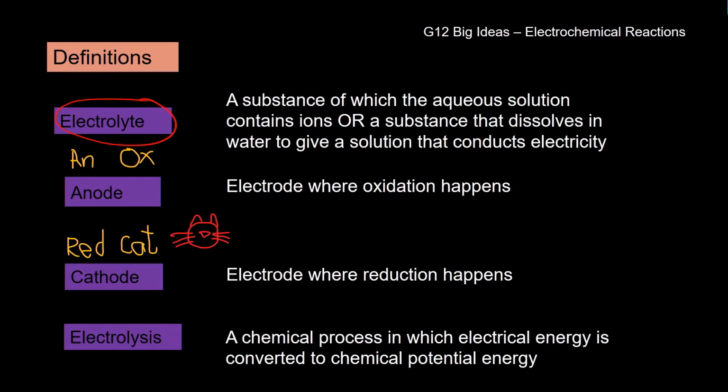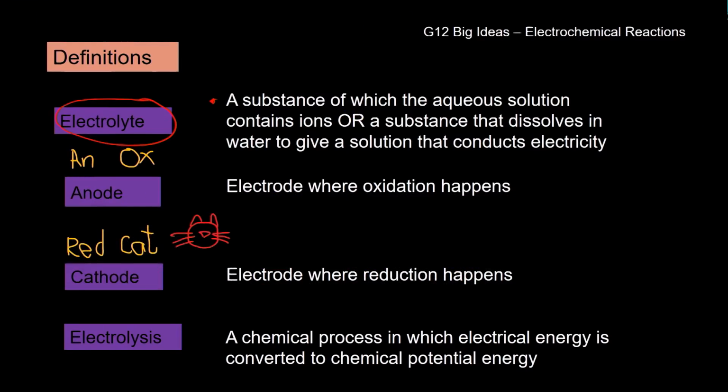And there are two options I've given you here. A substance of which the aqueous solution contains ions. So you will remember from the past that if we have a solute that dissolves in a solvent like water, it will dissociate into a positive ion and into a negative ion. Another way of defining an electrolyte is by saying a substance that dissolves in water to give a solution that conducts electricity.